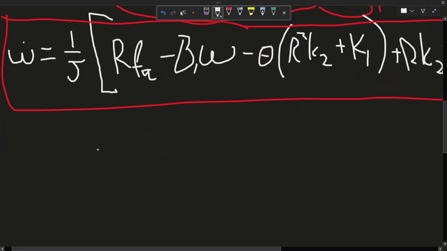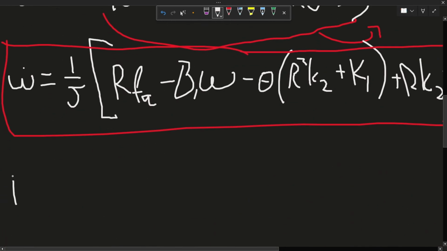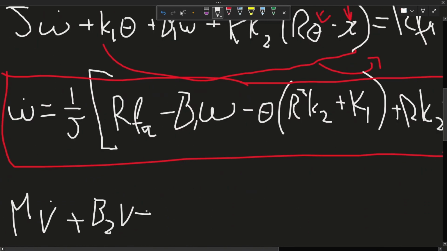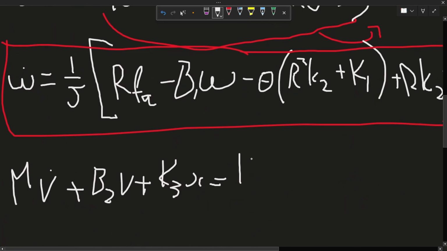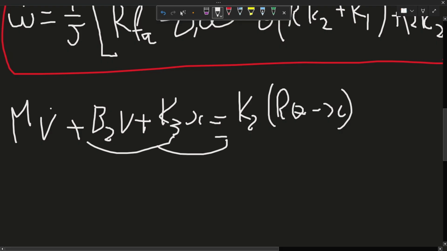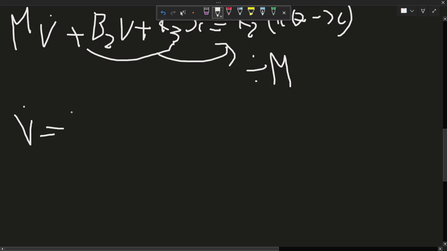Lastly, there's our velocity left, okay? The velocity dot is over here. It's this x dot. X double dot equals velocity dot. So let's write it out. m v dot plus b, what was it, b2? Yeah, b2 v plus k3 x equals k2 r theta minus x. Okay? Yeah, that's it. You send all this to the other side, and then you divide by m. So you would get v dot equals 1 over m.